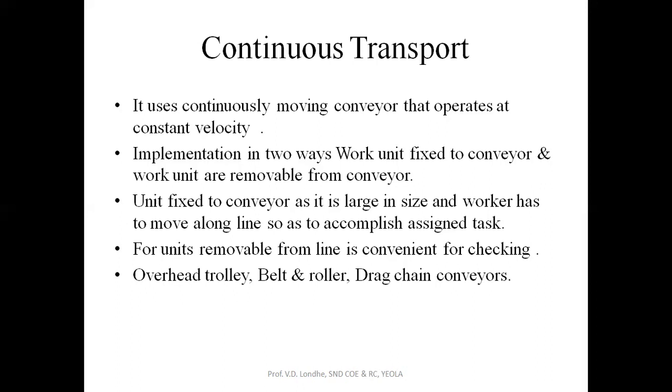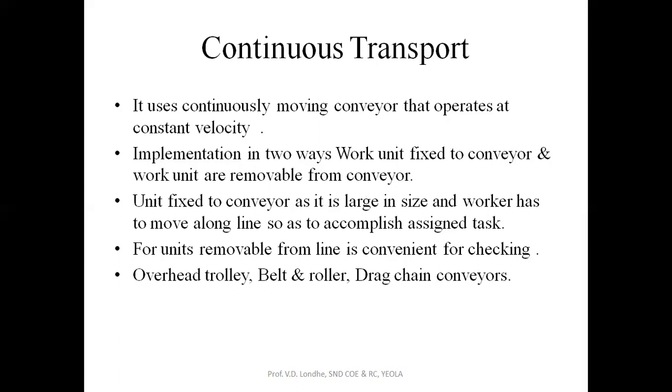If we are dealing with the first case, where the work unit is fixed, then the product will be large or heavy. For example, an automobile casting part, a washing machine or an AC plant, which cannot be removed from this conveyor system. So the worker working on that line has to walk along with the product at the speed of the conveyor, in order to accomplish all the operations performed on that product.